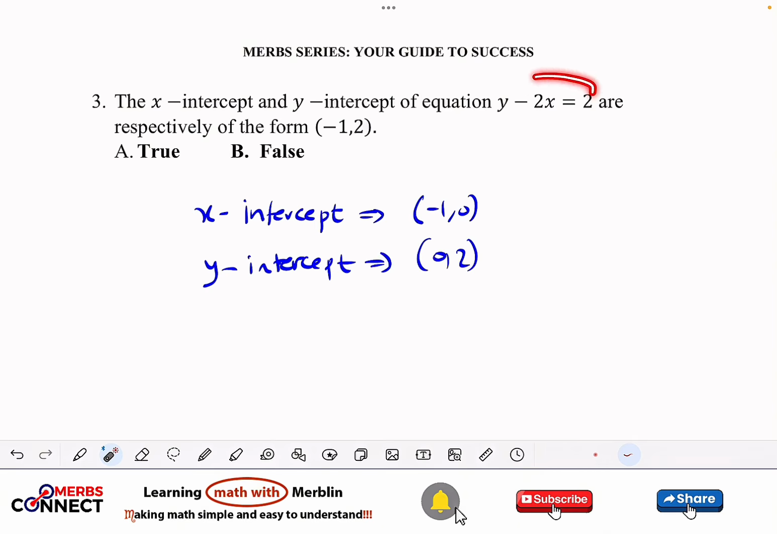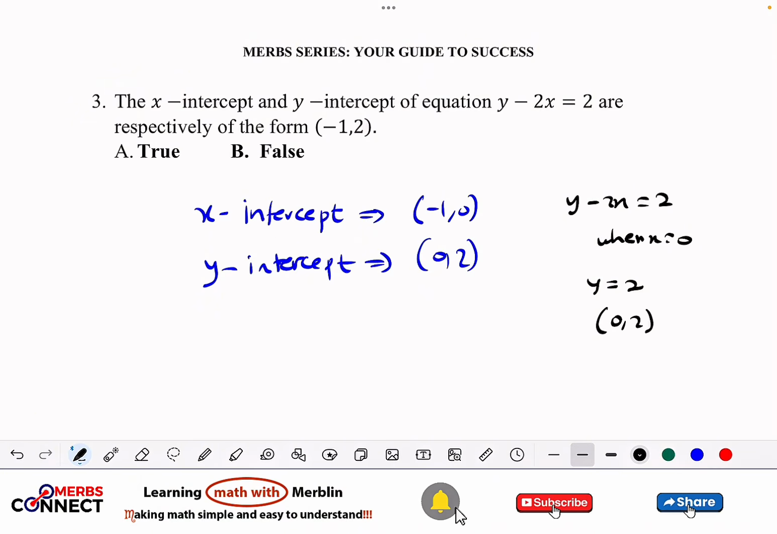So now let's try to find the intercepts from this equation and see. y minus 2x is equal to 0. When x is 0, y will be equal to, oh, this one's supposed to be 2. y will be equal to 2. So y intercept is (0, 2), which is true. So this is the y intercept. Y intercept is when x is 0.